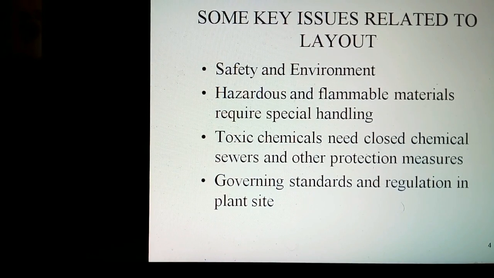Safety and environment: hazardous and flammable materials require special handling. Toxic chemicals need closed chemical sewers and other protection measures. Governing standards and regulation in plant sites should be followed.